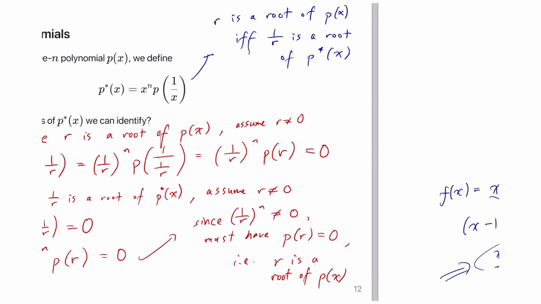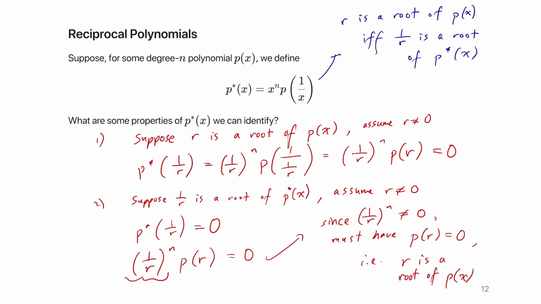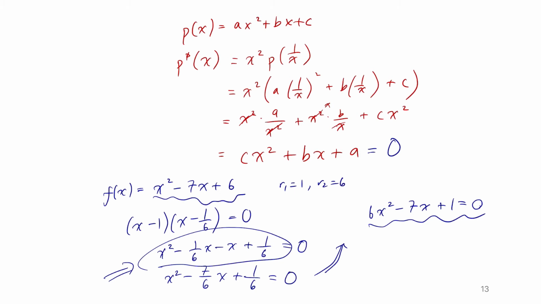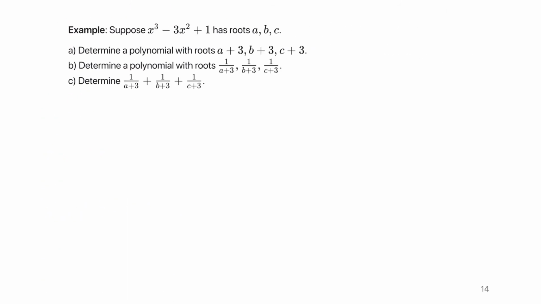Okay, so the main takeaways: let's just say a is a root of p, then 1 over a will be a root of p star and vice versa, and the coefficients of p star are the reverse of the coefficients of p. So if we have a polynomial with roots 1, 2, and 3, and a polynomial with roots 1, a half, and a third, their coefficients will be the reverse of one another. Is that okay? Cool. And so we can try and work through a problem with this.